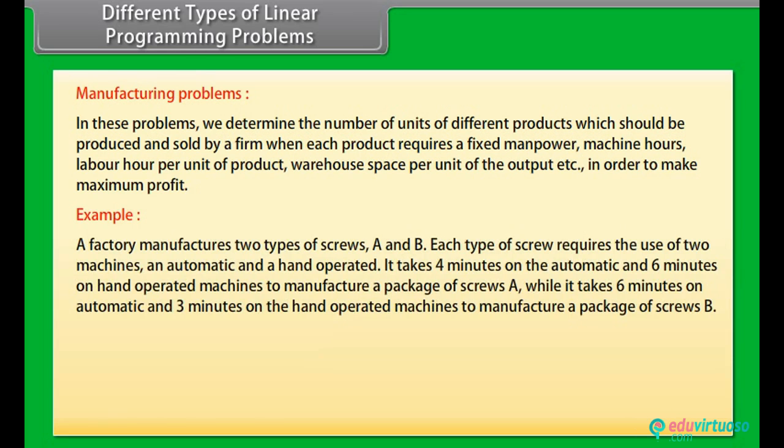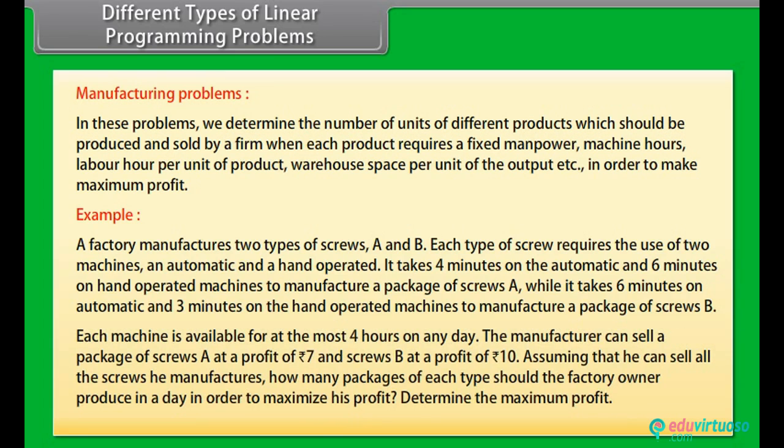Example. A factory manufactures two types of screws, A and B. Each type of screw requires the use of two machines, an automatic and a hand-operated. It takes 4 minutes on the automatic and 6 minutes on hand-operated machines to manufacture a package of screws A, while it takes 6 minutes on automatic and 3 minutes on the hand-operated machines to manufacture a package of screws B. Each machine is available for at the most 4 hours on any day.